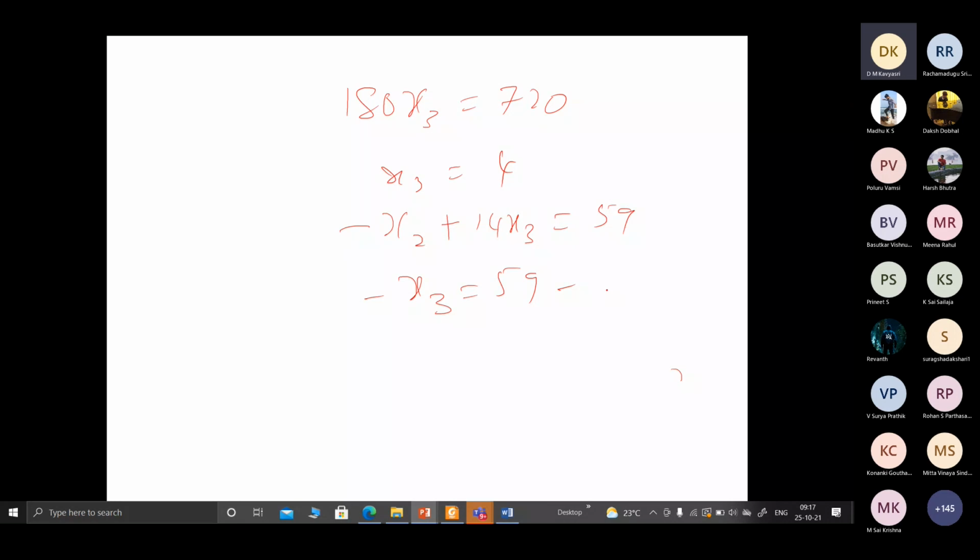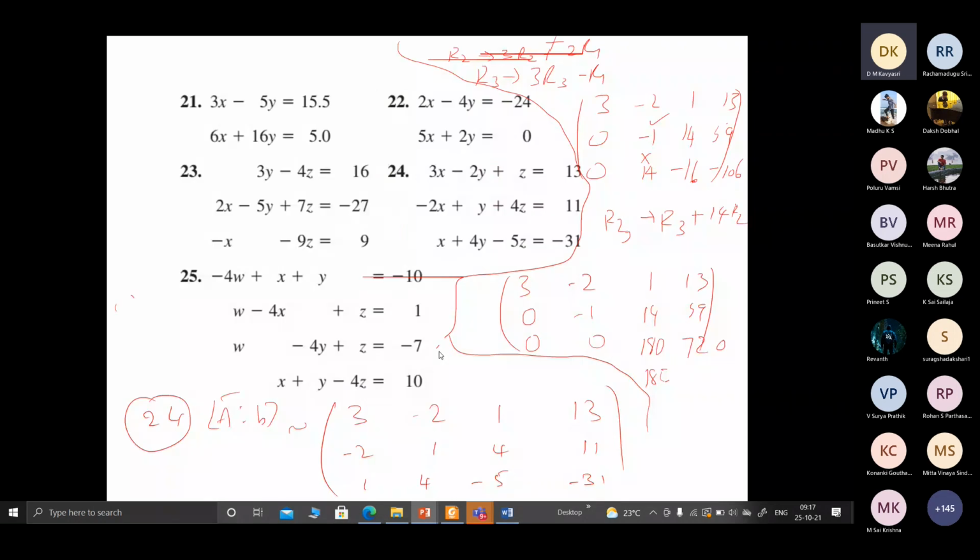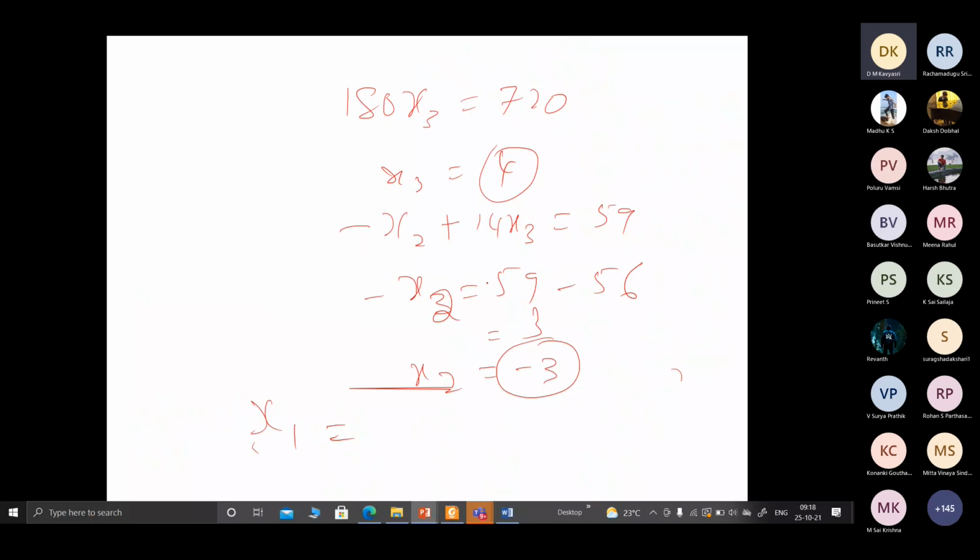So minus x2, not x2, x3. How much is this? x2 equals minus 3. So here our x2 is minus 3. Then what is x1? From the first equation, x1 is 5.